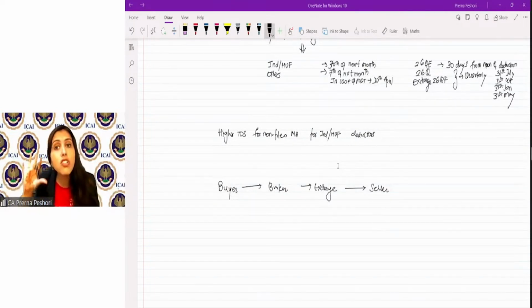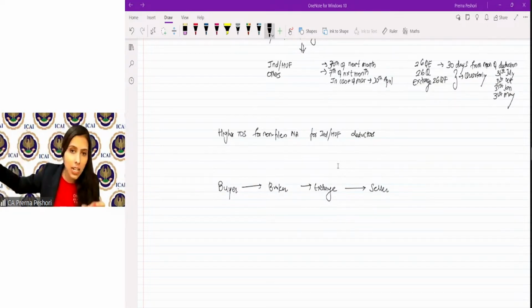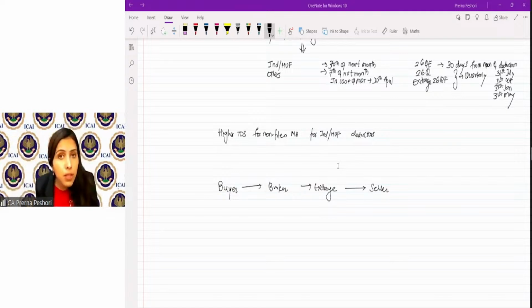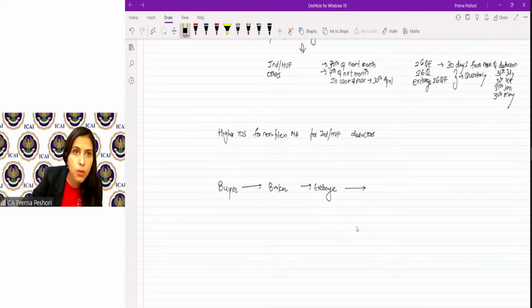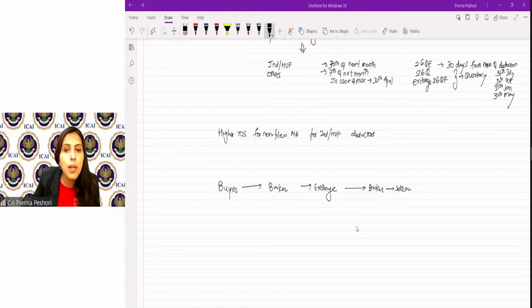However, in case the transaction is taking place through an exchange, there are multiple stages involved. So in case where the transfer of virtual digital asset takes place through an exchange and the VDA being transferred is owned by the seller, the buyer would be making the payment to the broker, broker to the exchange. Then the exchange would be required to credit the payment to the seller of the virtual digital asset. Again, there may be another broker here also. The seller's broker is also involved. Right? So there are multiple layers. So in this case, the CBDT has clarified that the TDS may be only deducted by the exchange.